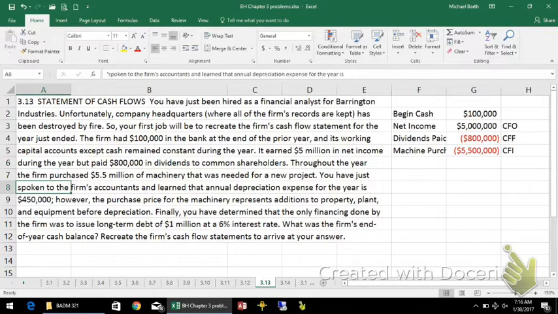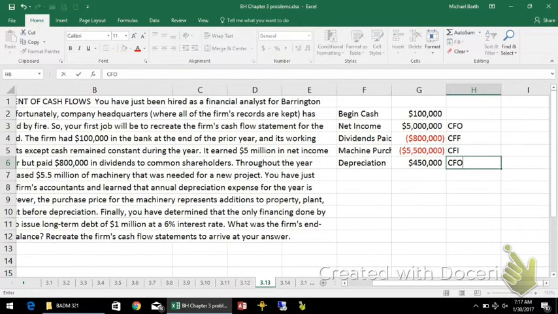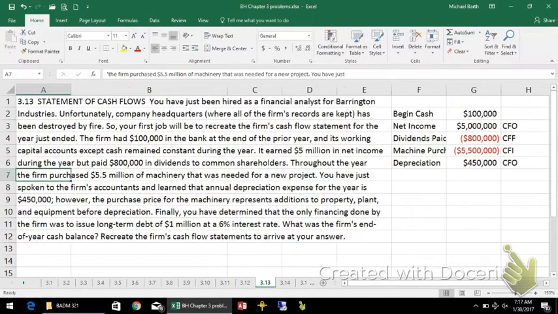The annual depreciation expense was $450,000, which is already reflected in the net income. But it wasn't actually a cash flow, so we add it back. Depreciation. So we want to add back that $450,000 as a cash flow from operating activities.